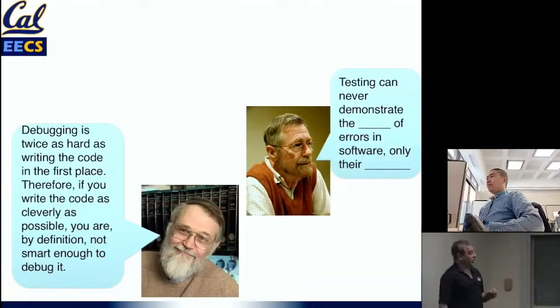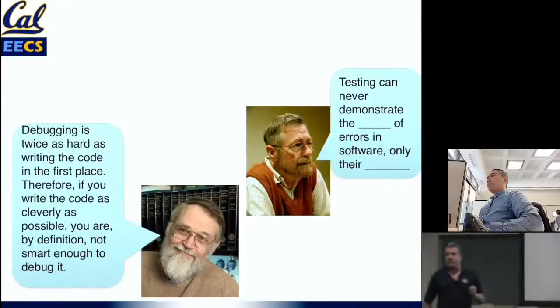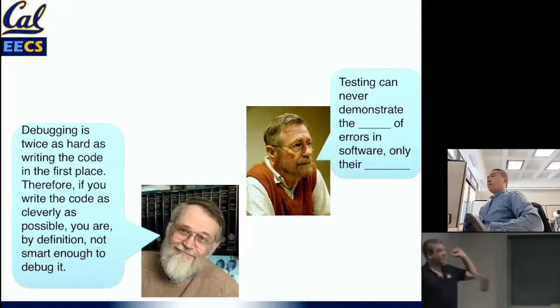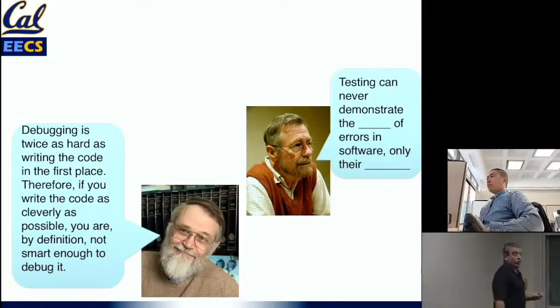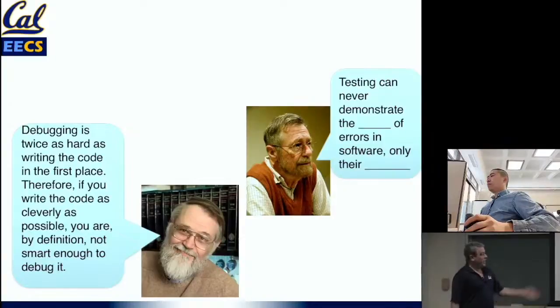Here's another Turing Award winner talking about debugging and testing, who says, testing can never demonstrate the blank of errors in software, only their blank. Anybody care to try to fill in the blanks? Can never, yes, sir. In that order, testing can never demonstrate the absence of errors in software, only their presence or only their existence. That is exactly right. So it's kind of a downer view on testing, to be honest.